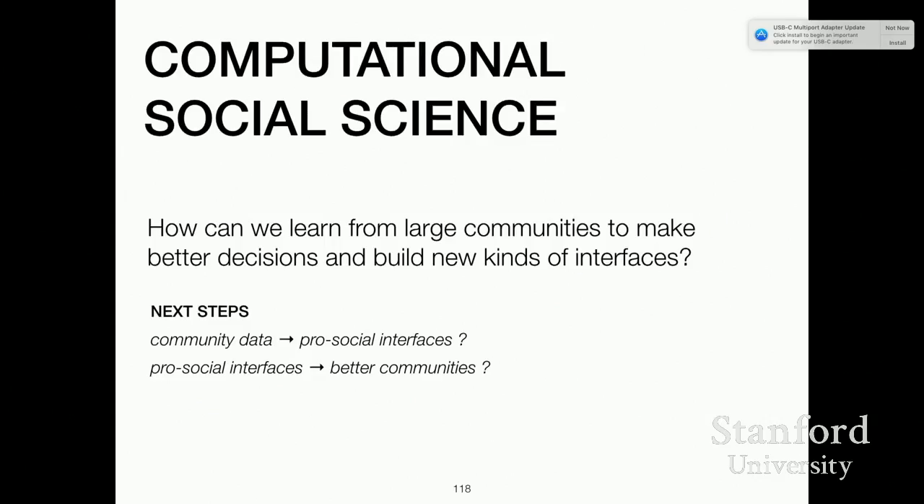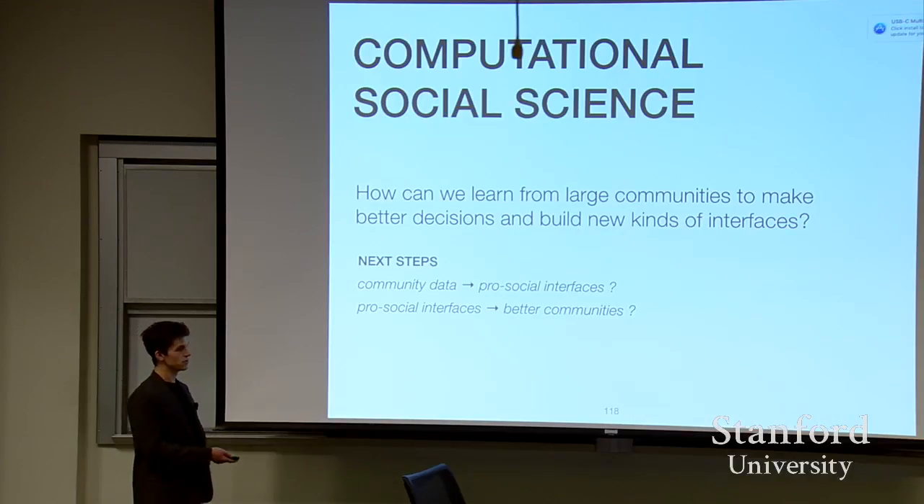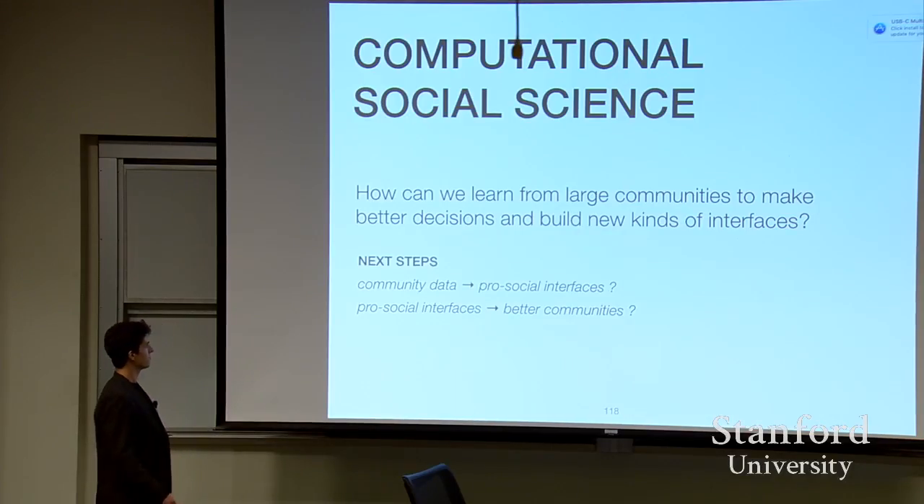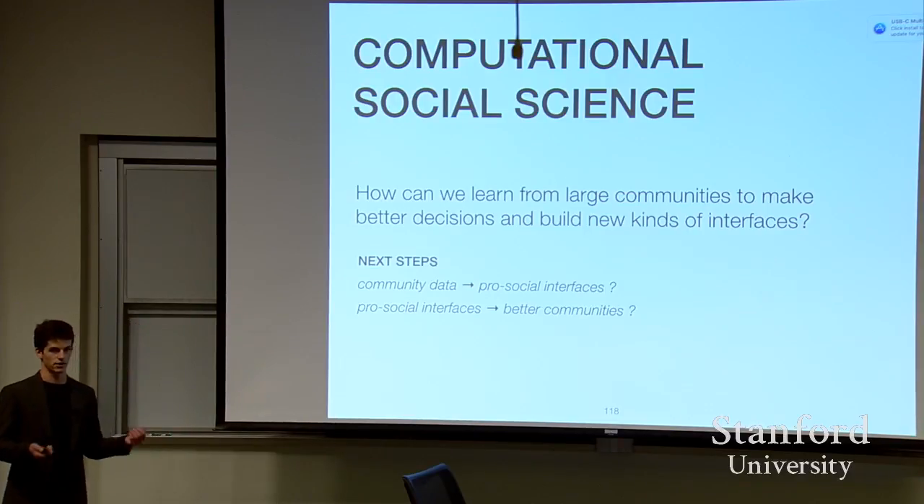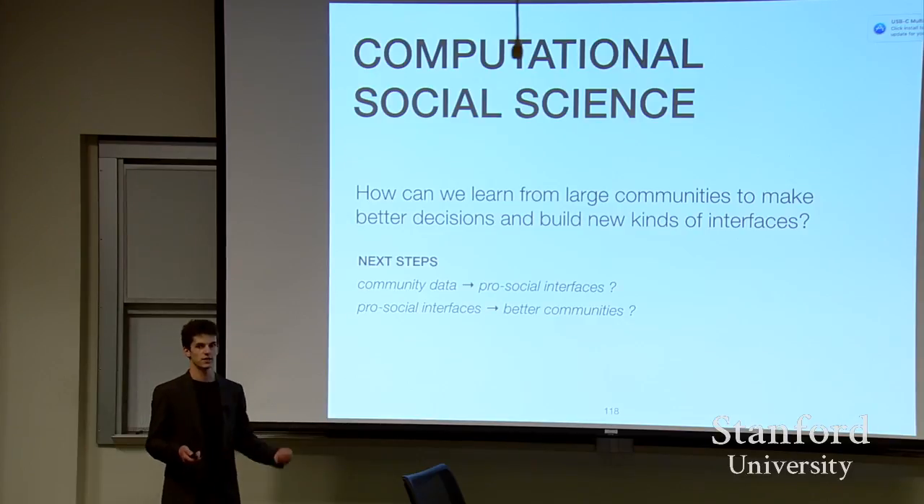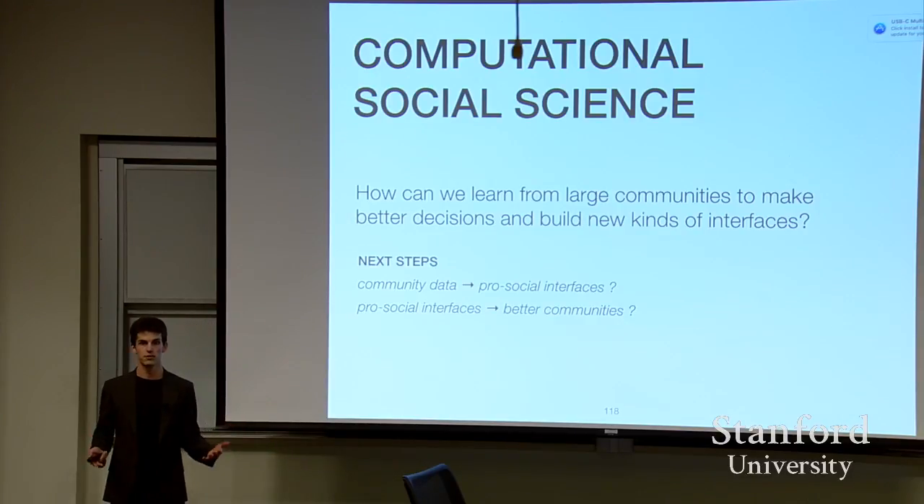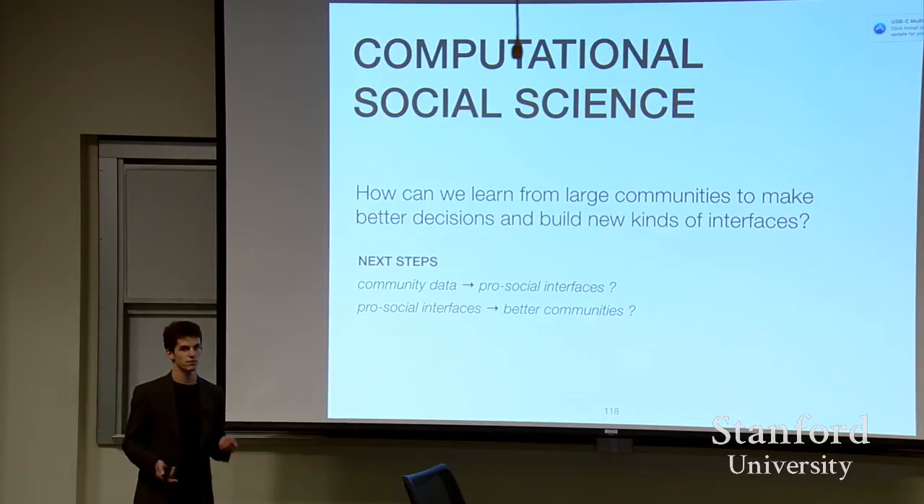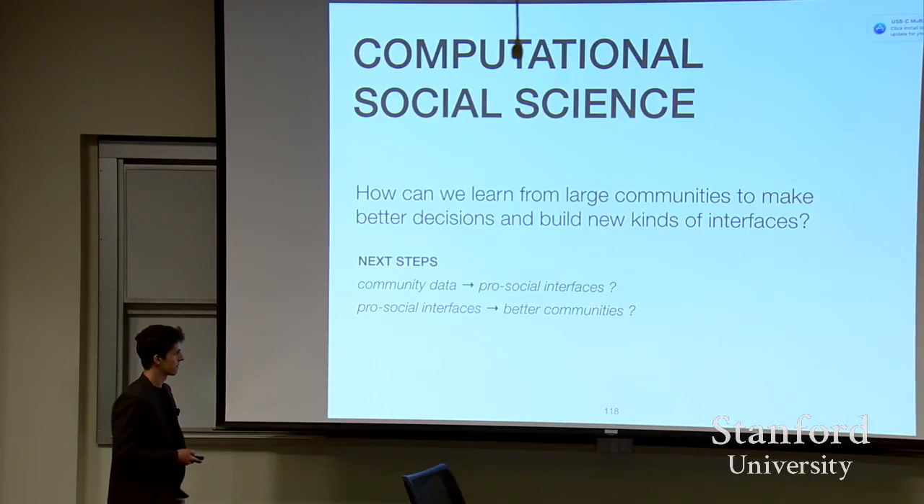And stepping back more broadly from this, I think it illustrates a bigger question, which is how we can learn from these large communities to make better decisions, potentially as a society to drive public policy, but also to build new kinds of interfaces. So for example, if we can detect signals like gender bias in an online community, can we start to use those kinds of tools to build interfaces that shape how that signal flows in the online community? Basically, can we build interfaces that shape these communities in the way that we want them to be?